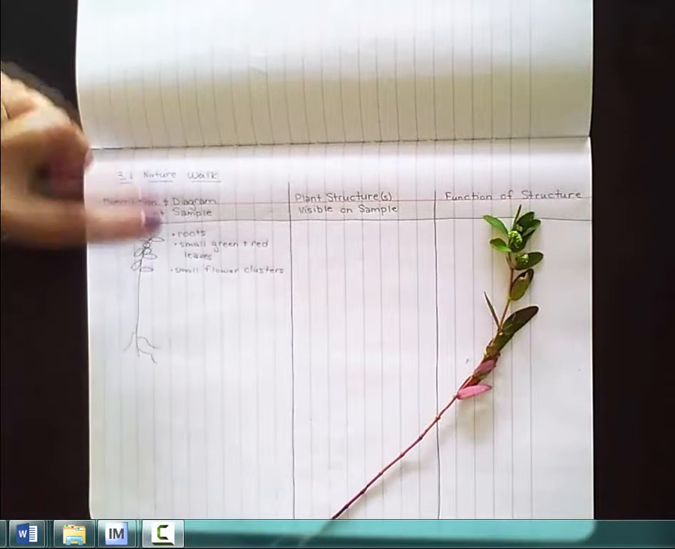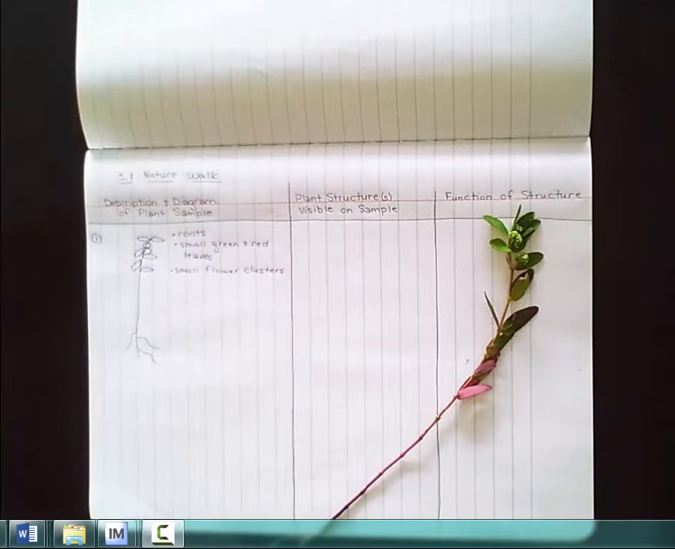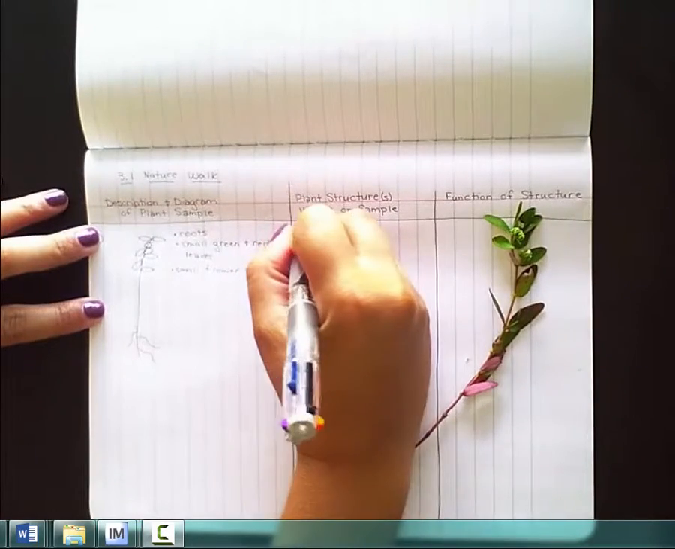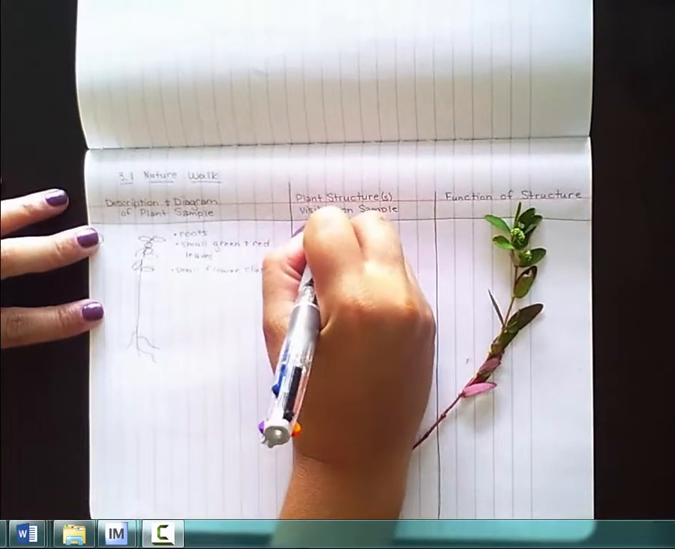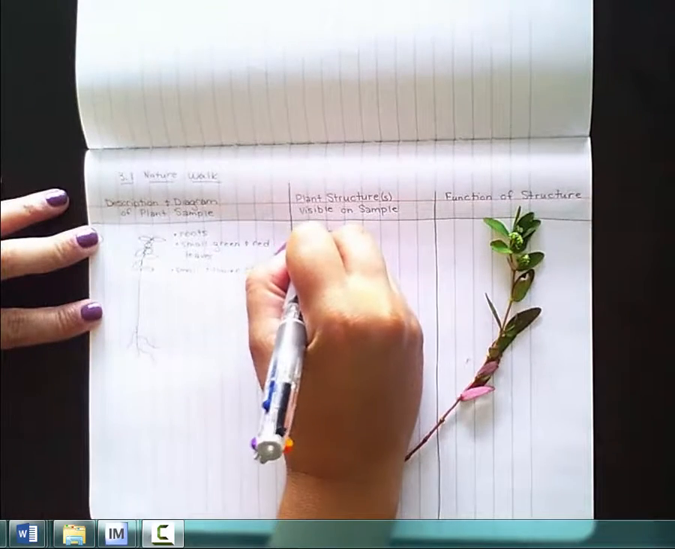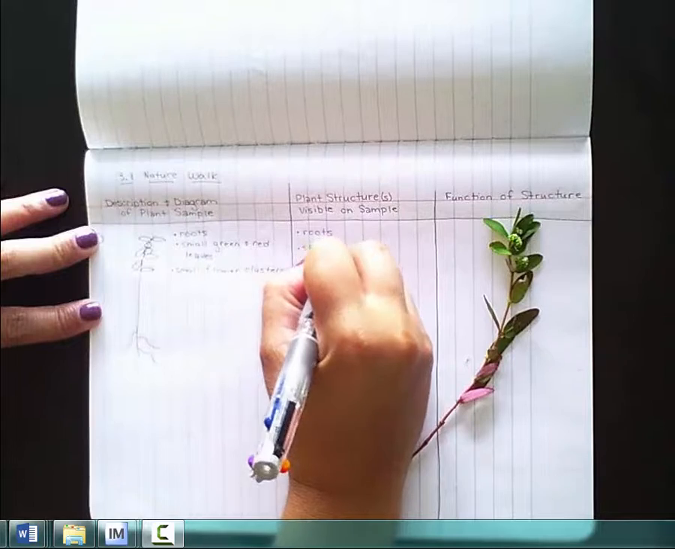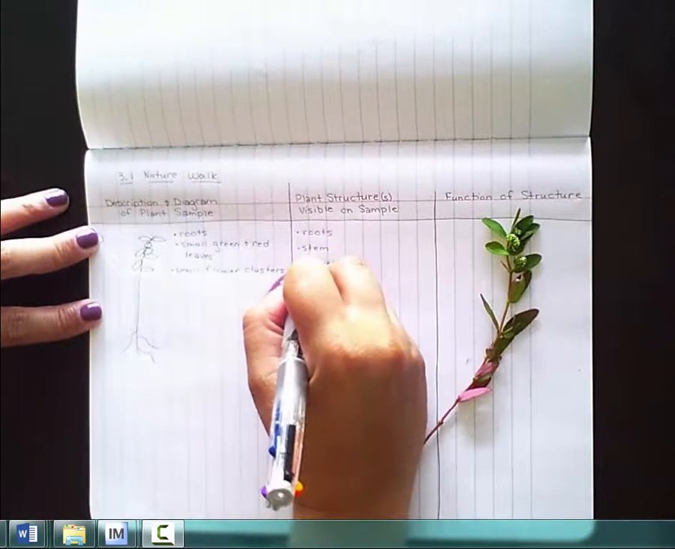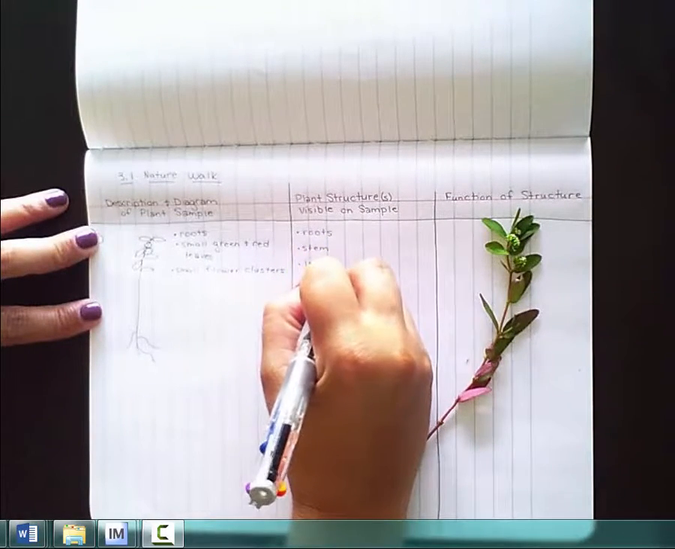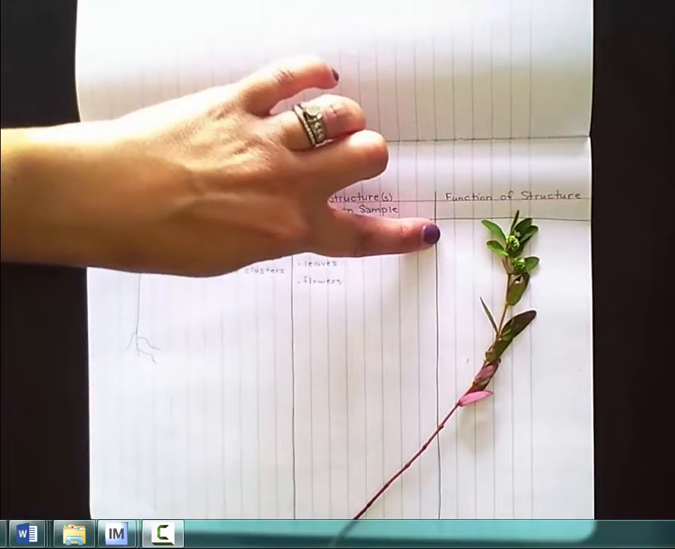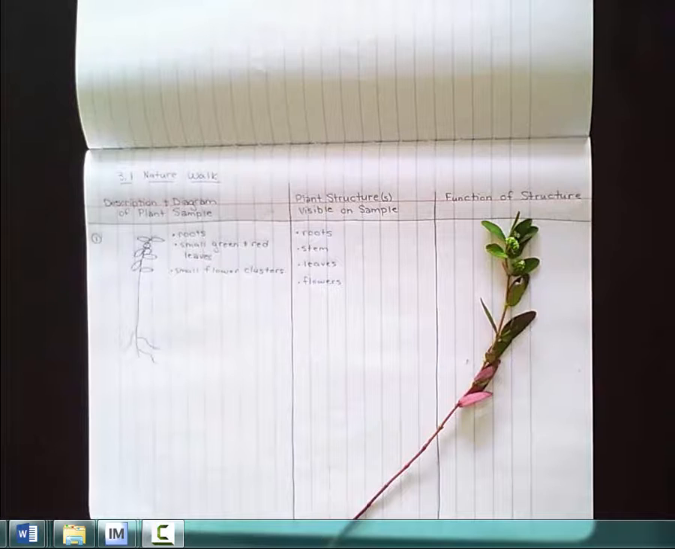Now, in my description, I've already listed a couple of the plant structures. Okay, I can see the roots. I can see the stem. I can see leaves. And I can see flowers. Okay, so I would list those there. And then in my third column, I would write what the function of those 4 are.